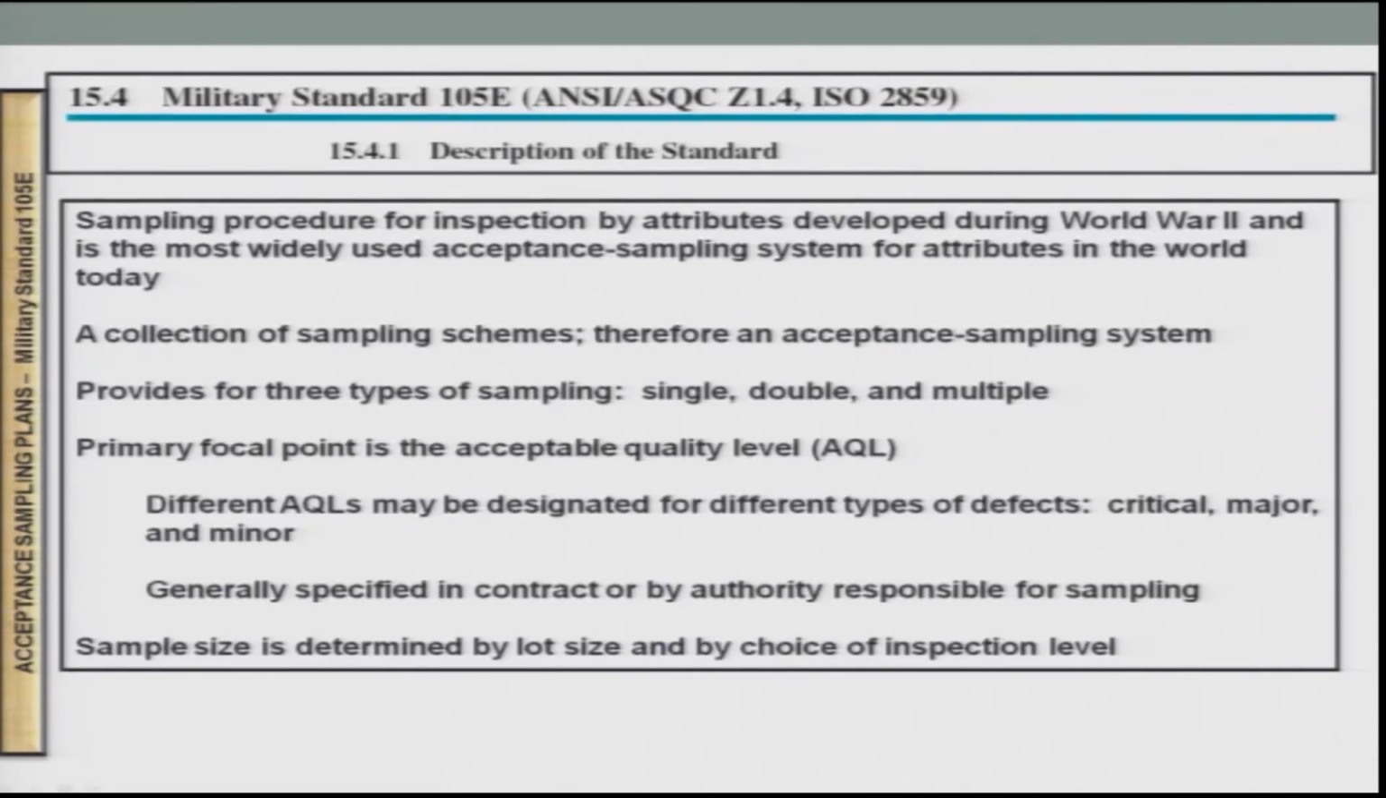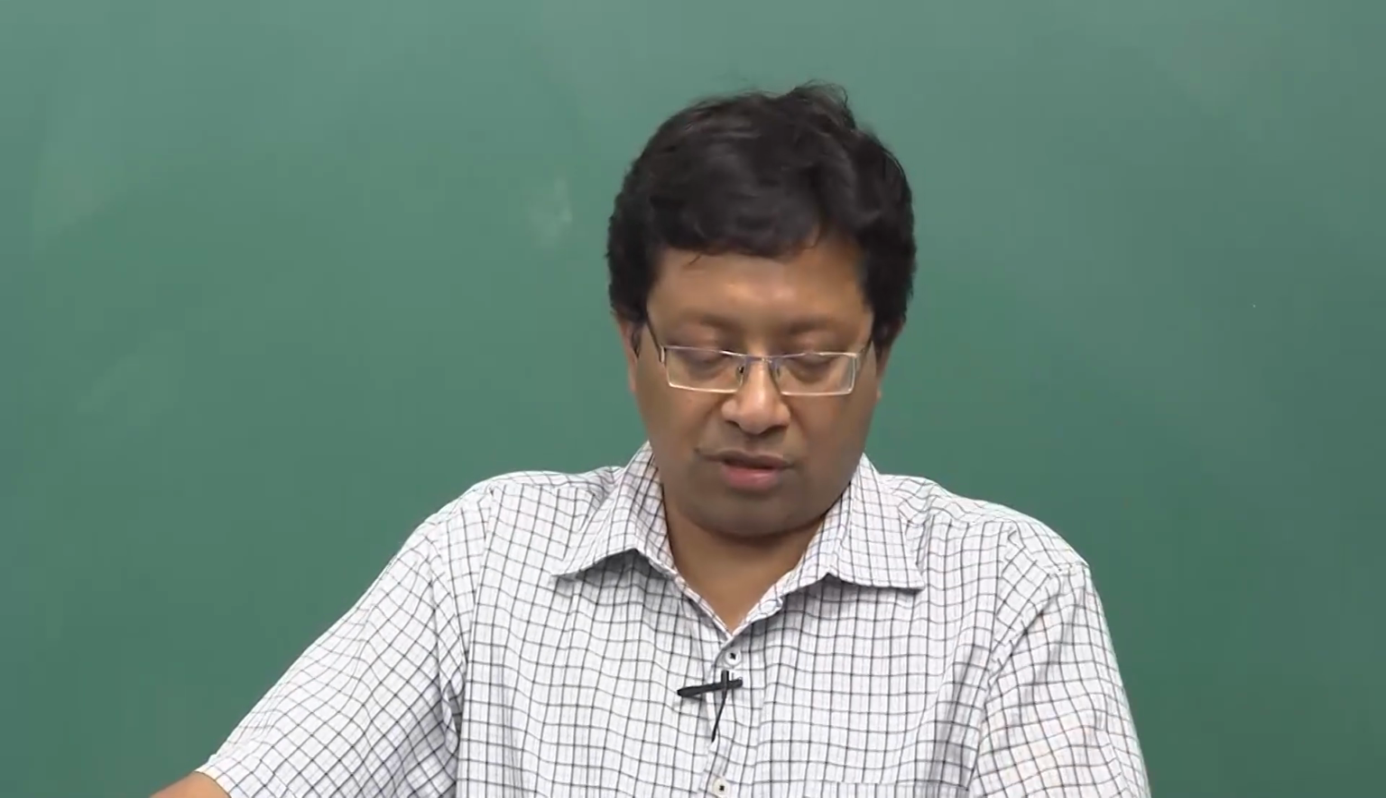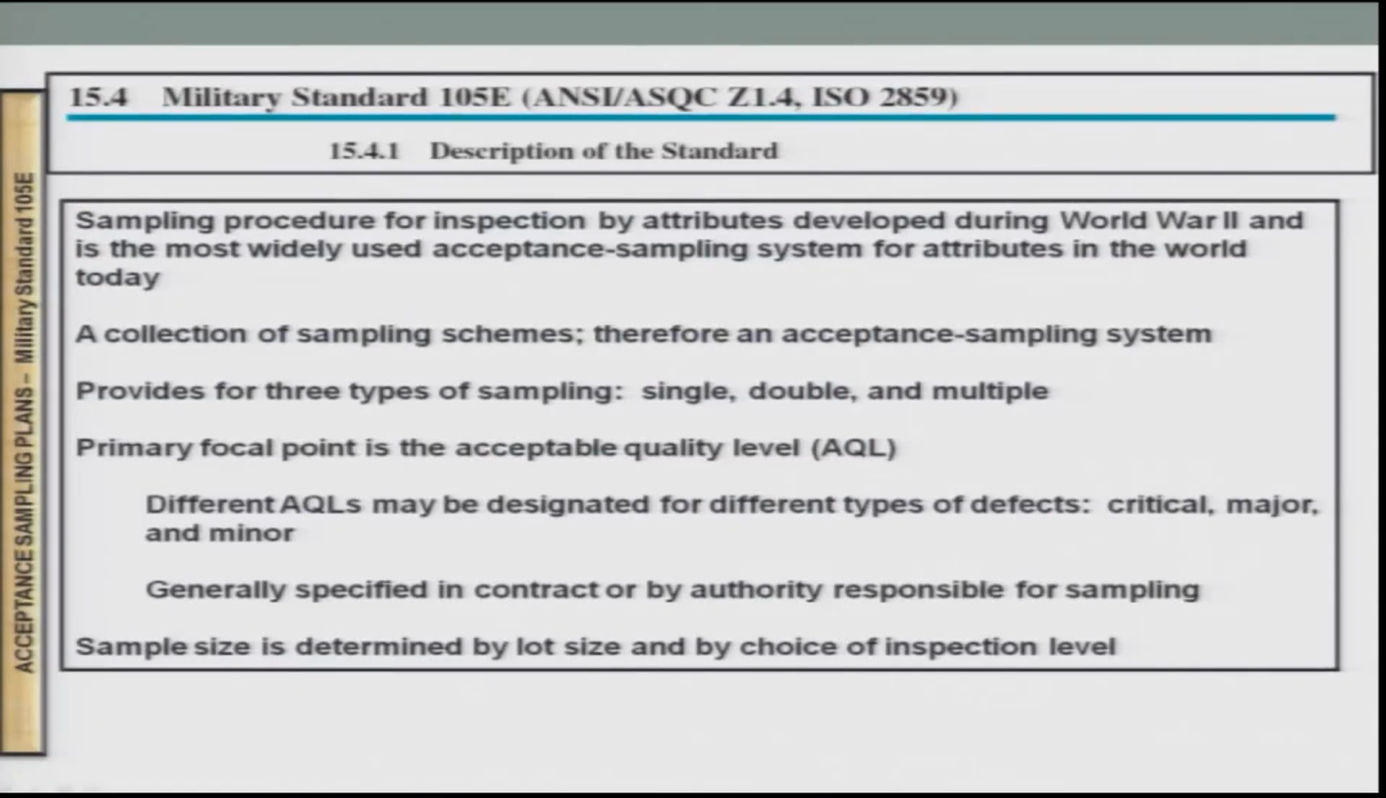So there are different types of military standards also. So these military standards are as per the book, which would basically be used in the concept of the US Armed Forces. So description of the standards are given like this: sampling procedure for inspection by attributes developed during World War II are being used, and they were developed in a very big way. And it is the most widely used accepted sampling system for attributes in the world today.